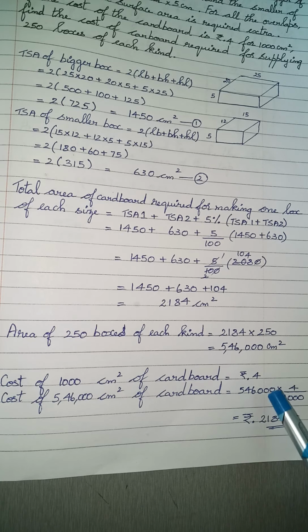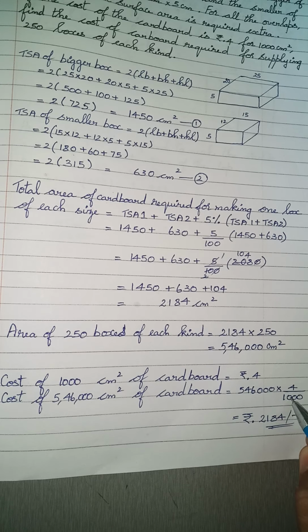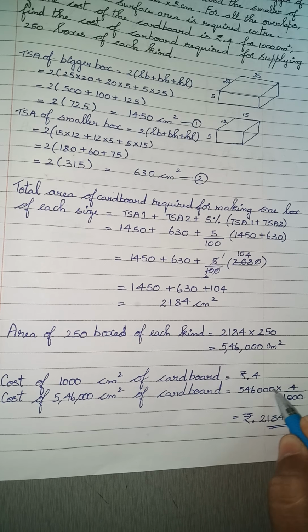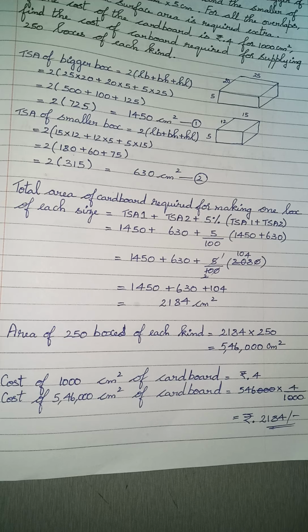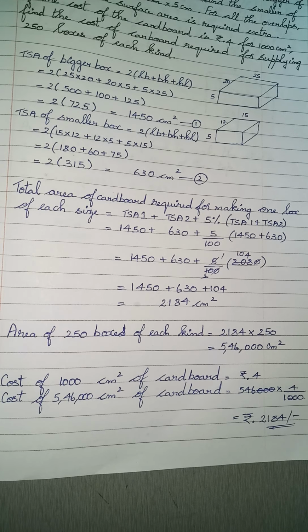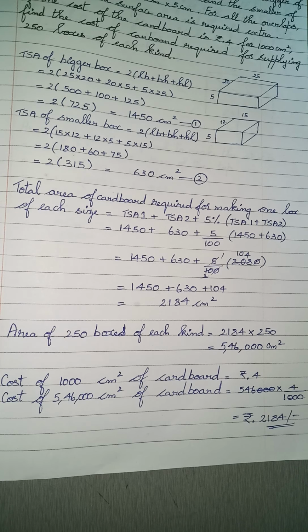When we do that, 3 zeros and these 3 zeros will get cancelled. I will show that for you. We can cancel these 3 zeros with these 3 zeros. So after cancelling, you will be left only with 546 into 4. So the answer is 2184. Total cost of cardboard required to make 250 boxes of each type is 2184 rupees.